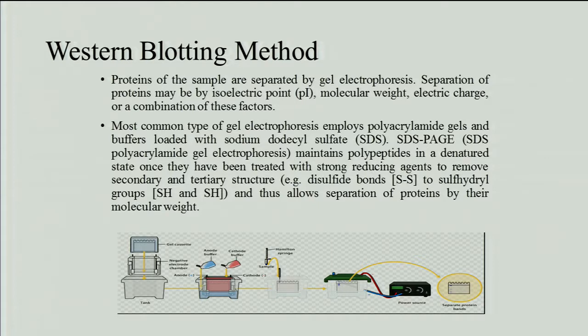Proteins do not hybridize like DNA. Protein samples are again separated by gel electrophoresis, meaning larger proteins and smaller proteins. Proteins have an isoelectric point, molecular weight, and electric charge, which are all factors. Proteins also have charges, but it depends upon how many amino acids there are and what kind of bonds they have.